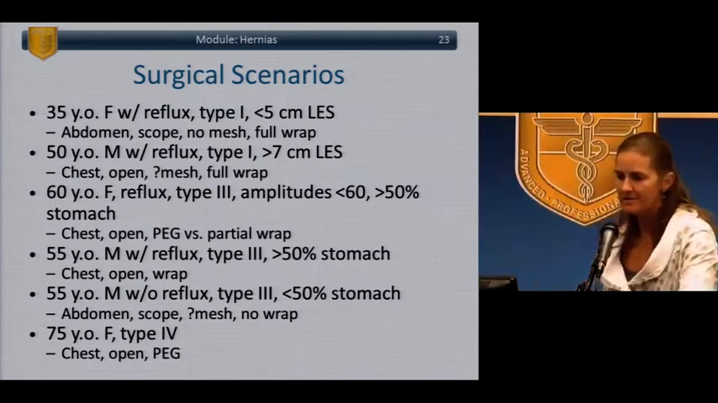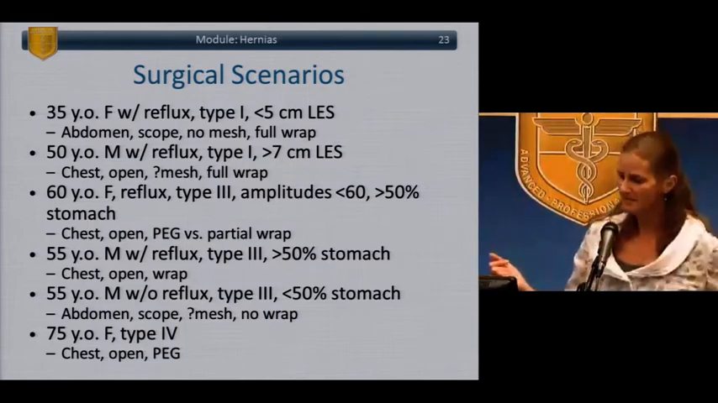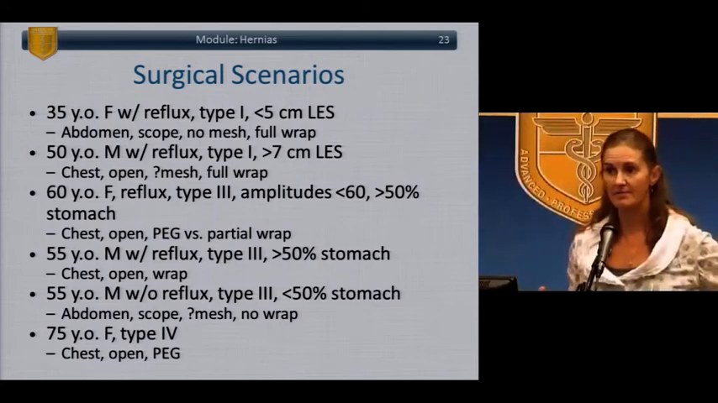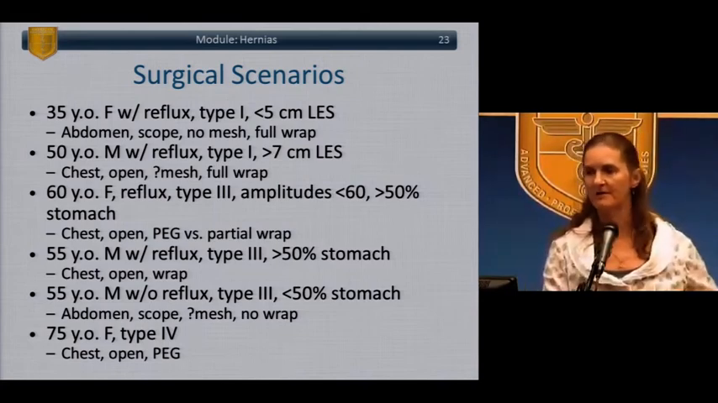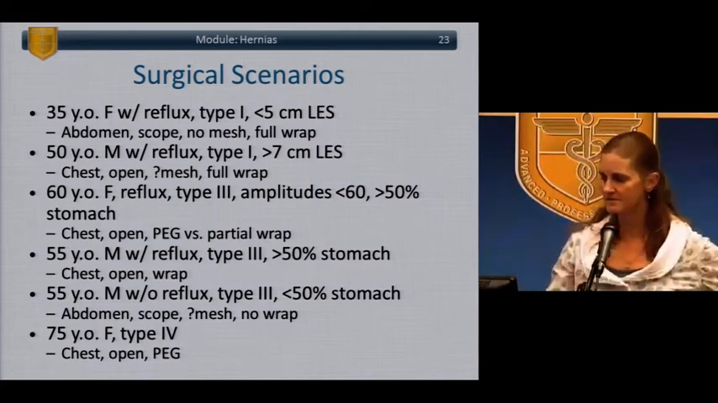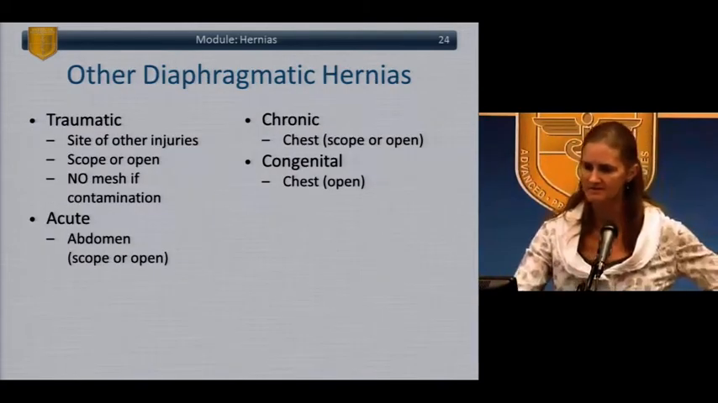And then finally, an older woman that's coming with a big type 4, most of those patients you're going to either not operate on at all, or if you think they can tolerate surgery and they're truly symptomatic, you're going to need to go into the chest to push everything down and then just peg them. Okay, so these are just a few scenarios to kind of help you figure out where going through the chest may be more necessary than what you might think of in regular everyday practice.